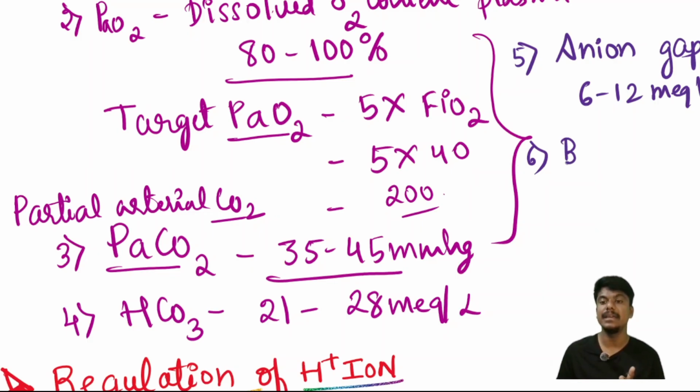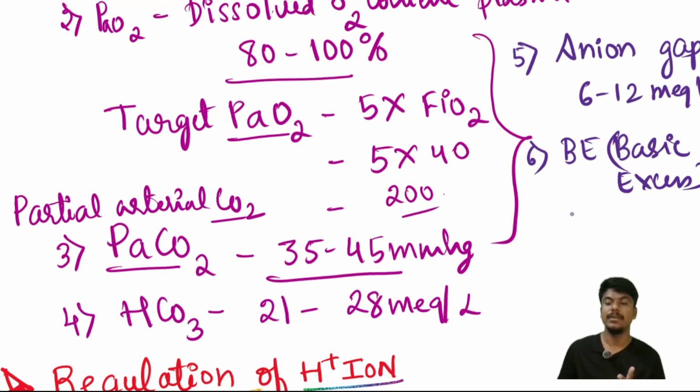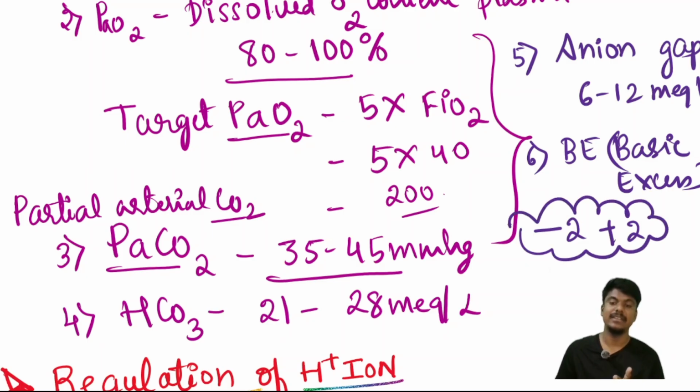And one more is BE. What do you mean by BE? BE is nothing but base excess. The normal is -2 to +2. If it is altered, we will get acidosis or alkalosis. This is what your normal ABG parameters look like.